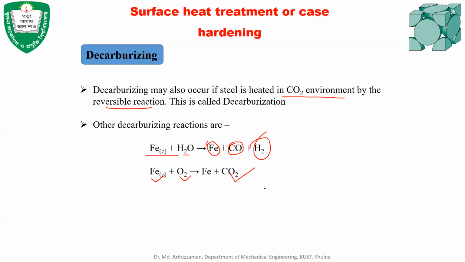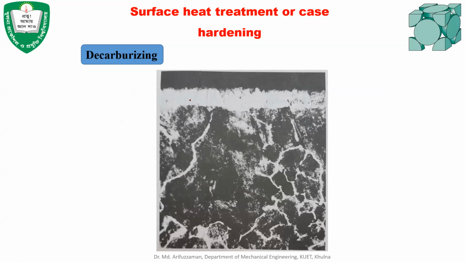But if decarburizing occurs, then the structure looks like this. On the surface, a very brittle structure is formed. That means a very high amount of carbon is concentrated in this region with very little iron. So the surface of the structure will become very brittle, and that will act like a rust, which is corrosive in nature. That means this can be removed very easily. So it is recommended that the decarburizing should not occur.